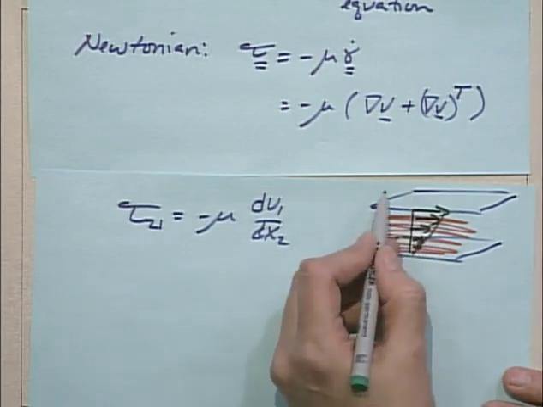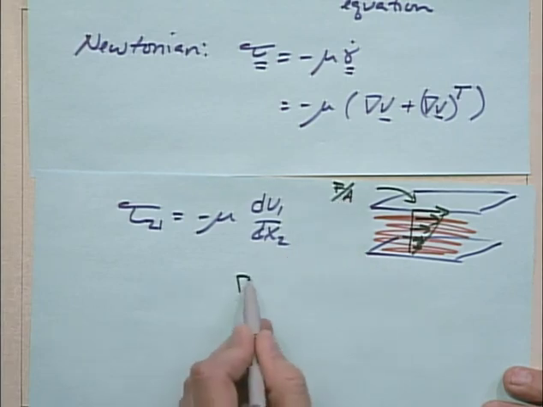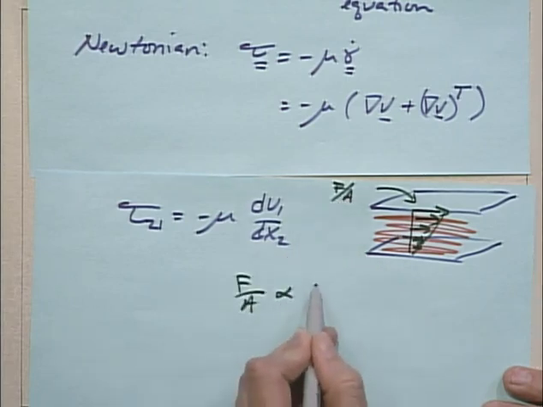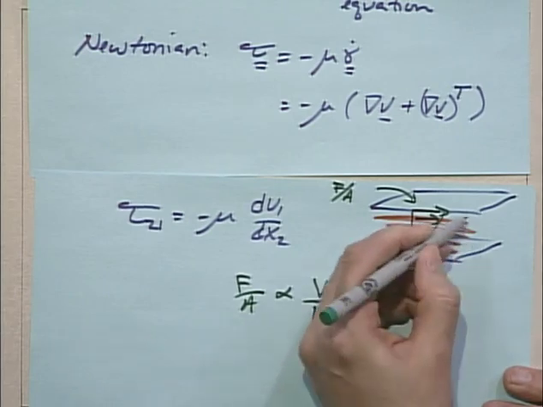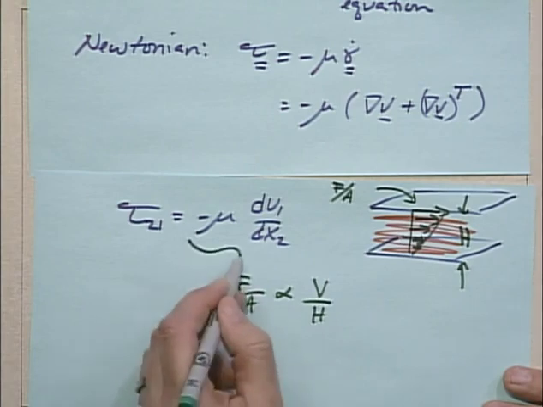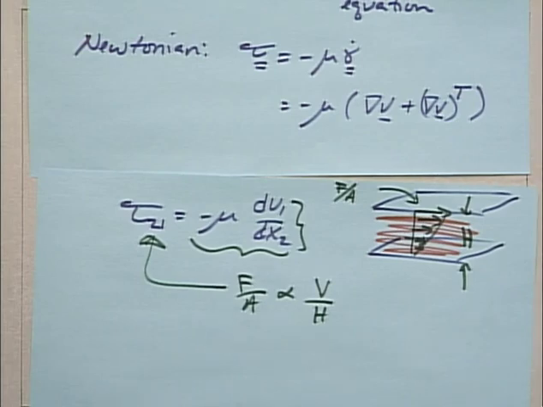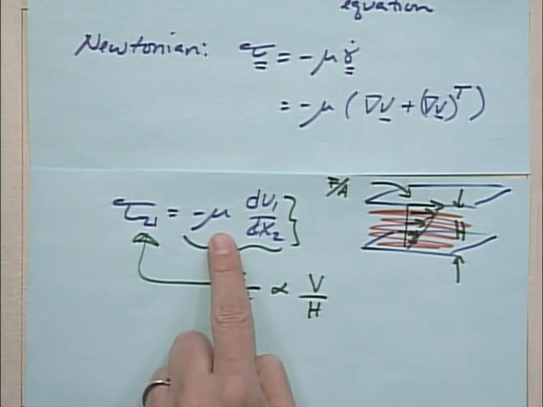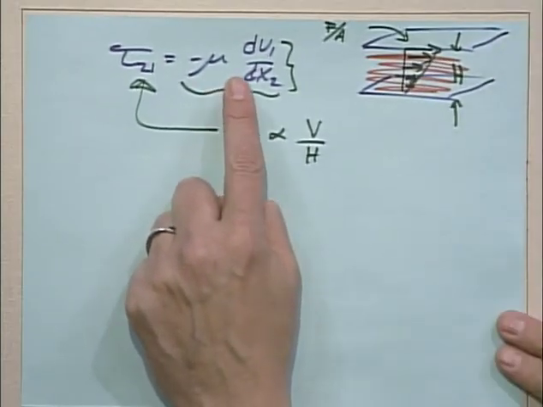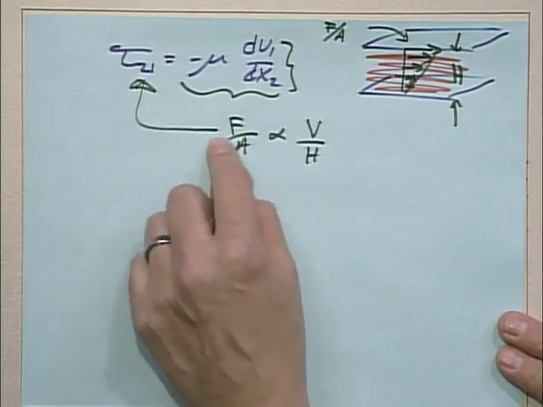And the total force per area on the top plate turns out to be proportional to the velocity divided by the gap. And that's the same thing as this equation. Force per area is proportional to velocity divided by the gap. That's how he did it. It's good science. And he figured out that there should be some simple proportionality constant between this velocity gradient and this stress.